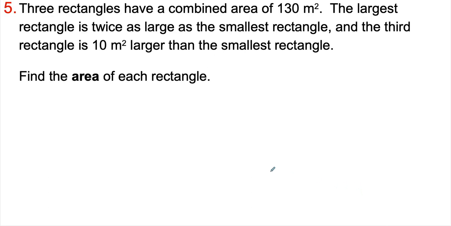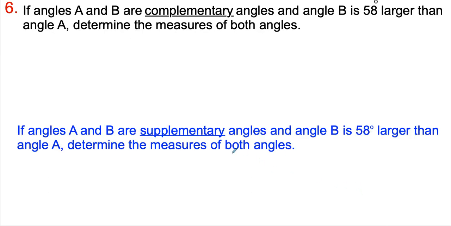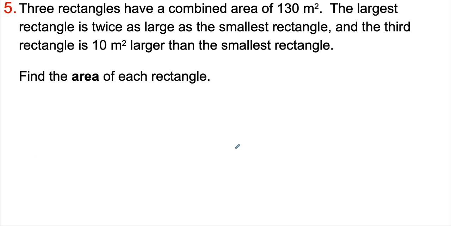So 5 and 6 are kind of similar because they're working with shapes, and we're trying to find different dimensions of shapes. Okay? We'll work through 5 together, and then I'll have you try 6, and then we can play it for the answer. So, 3 rectangles have a combined area of 130 square meters. The largest rectangle is twice as large as the smallest rectangle, and the third rectangle is 10 square meters larger than the smallest rectangle. Okay? So we got like a small, medium, and a large. Okay, so let's just say small and medium and large rectangle, or maybe you can use a capital L. Okay, all 3 of those have a combined area of 130 square meters.